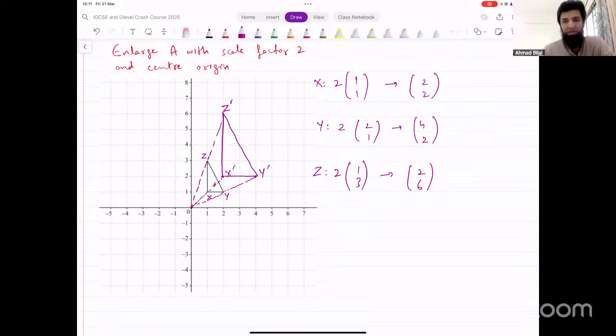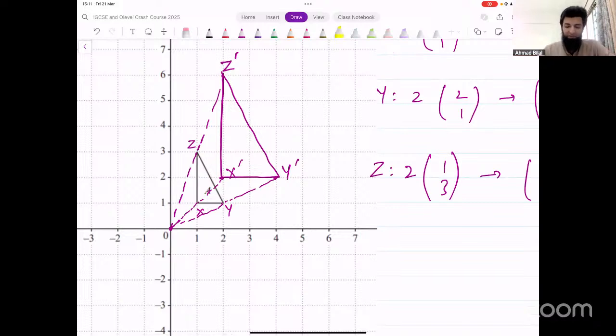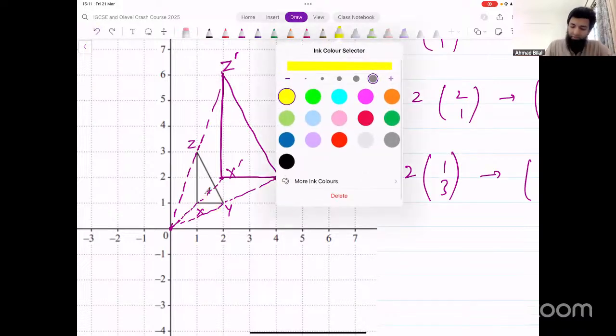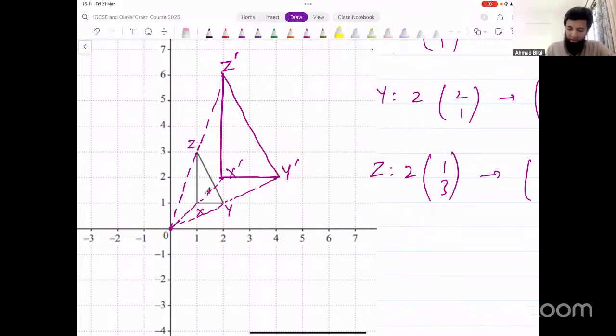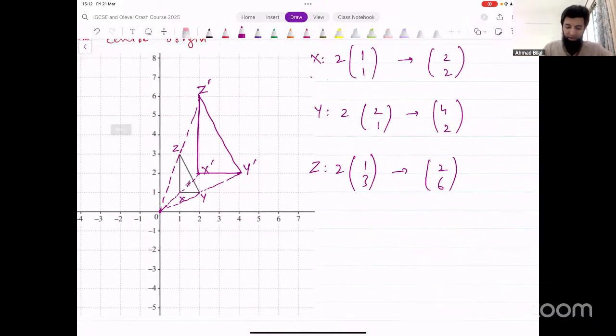Now, there are some properties that you have in enlargement that are important to understand. Look at each side of these triangles, the corresponding sides. The horizontal side was 1 unit earlier. After transformation, it becomes 2 units. So it gets multiplied by 2. Vertical side was 2 units. After transformation, it becomes 4 units. It also gets multiplied by 2. So every side of the diagram is going to get multiplied by the scale factor. Its length is going to get multiplied by the scale factor.